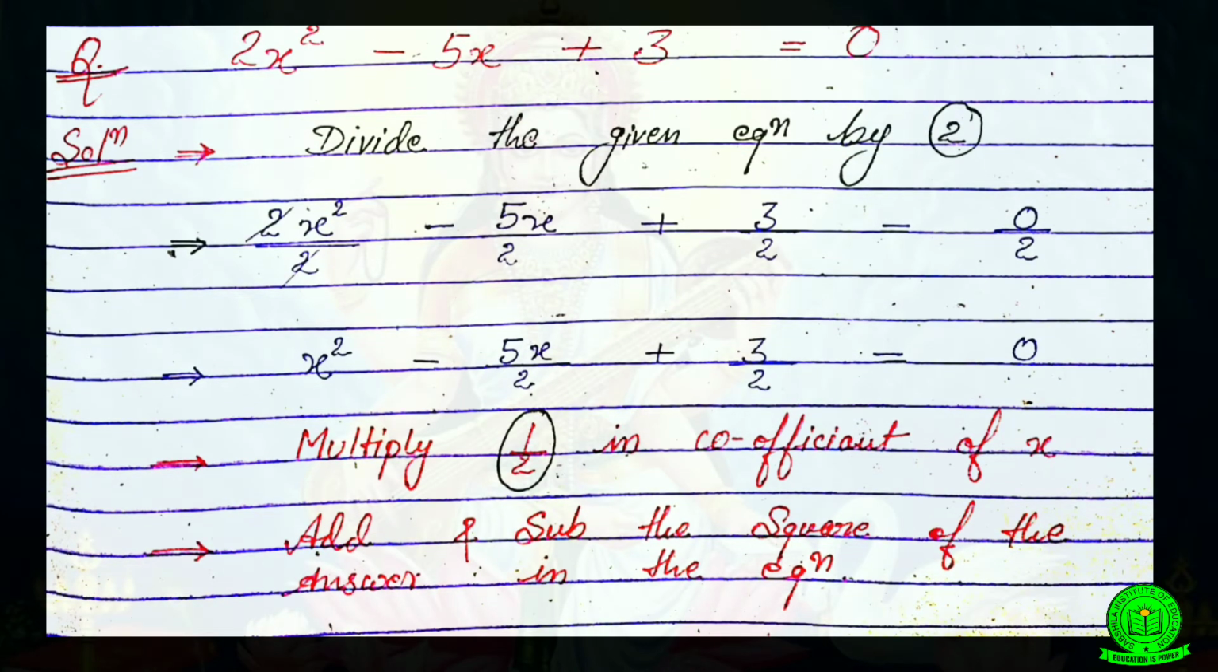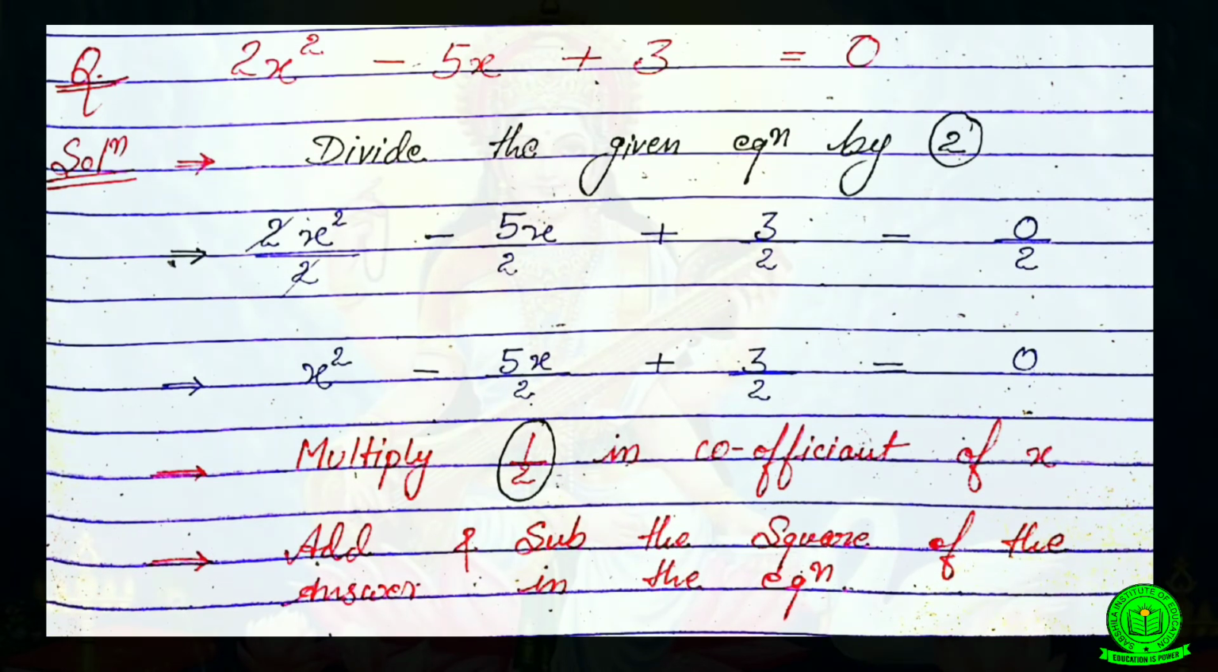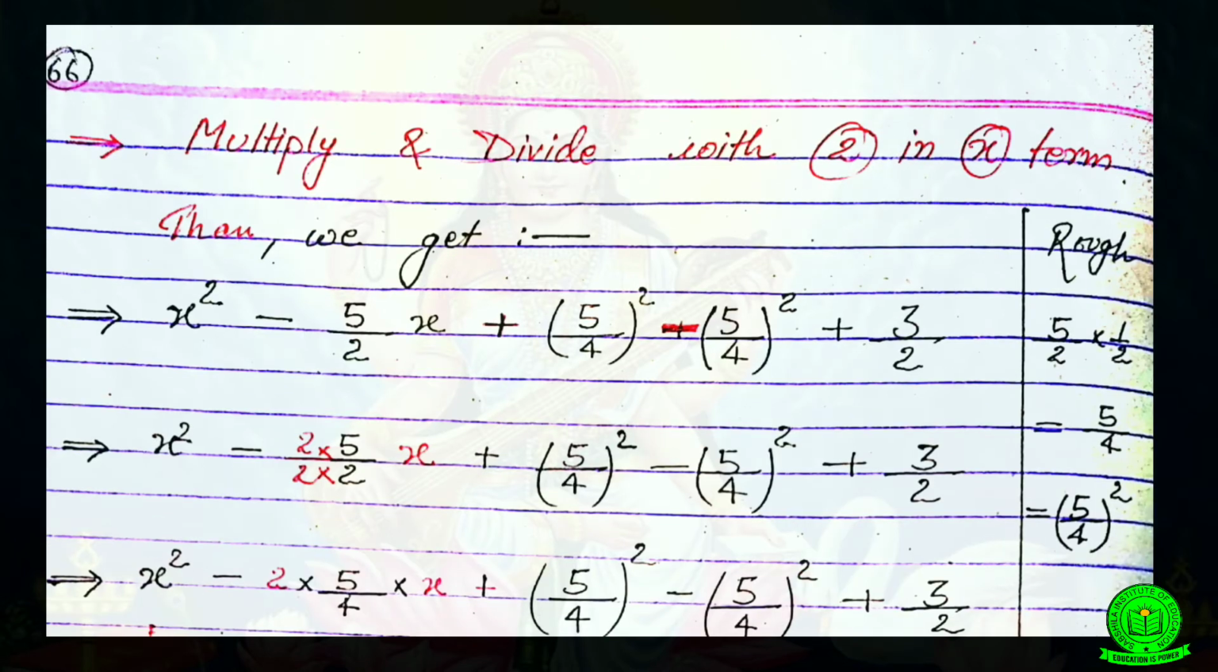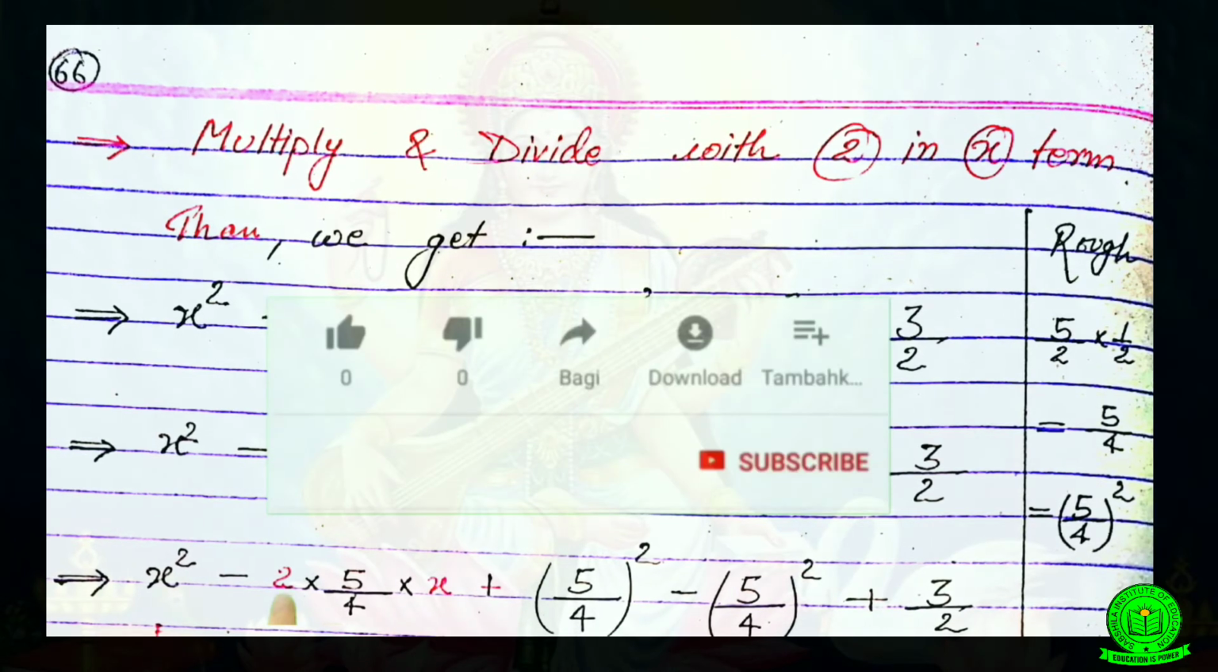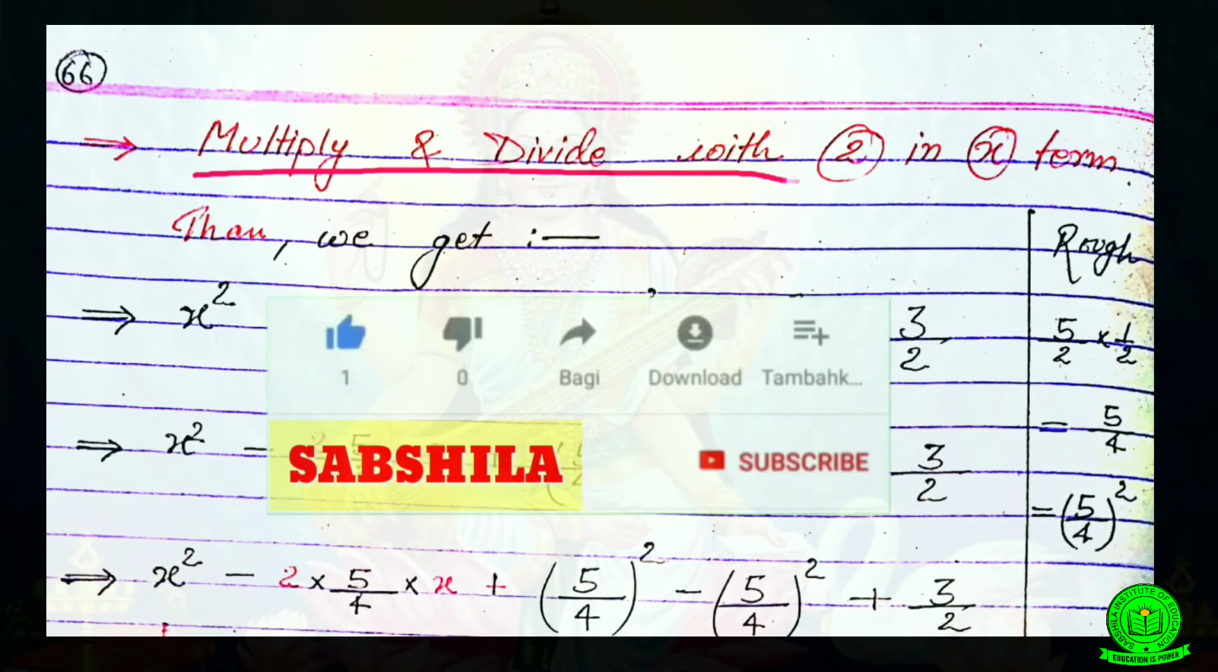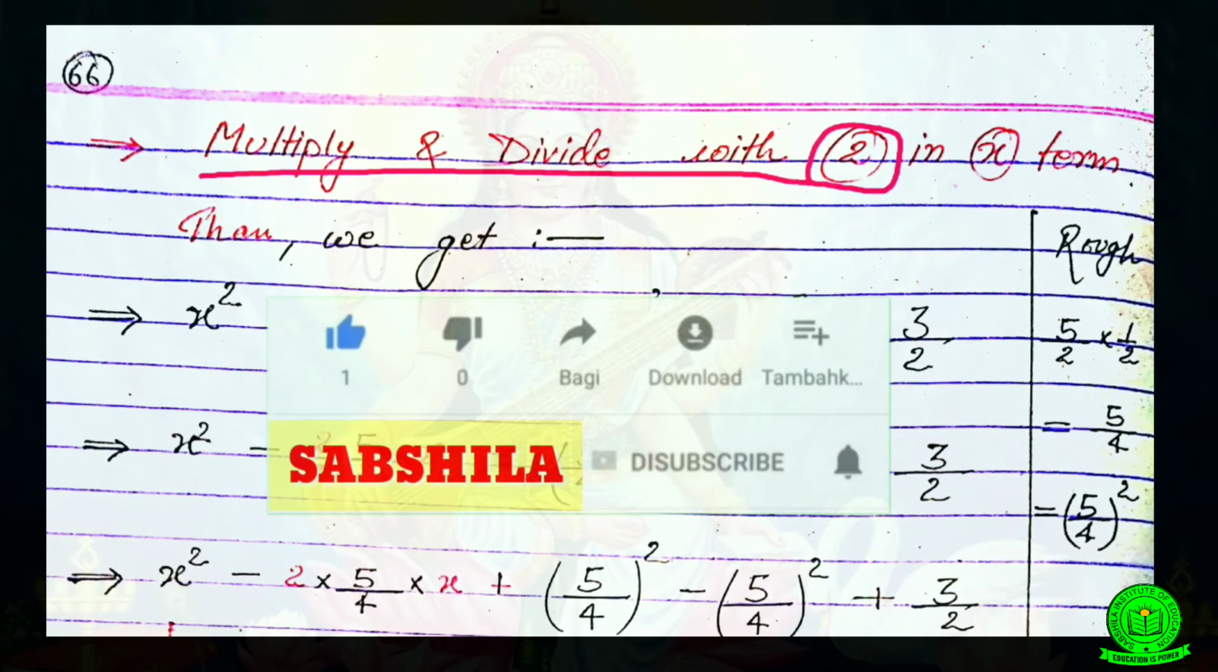Now what do we have to do? We have to multiply 1 by 2 to the coefficient of x, and we have to add and subtract the square of the answer. And we have to multiply and divide with 2 in the x term.